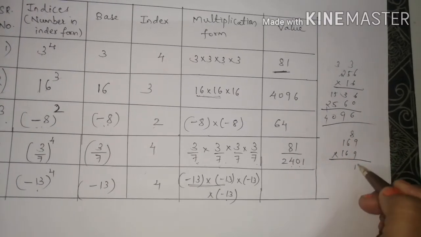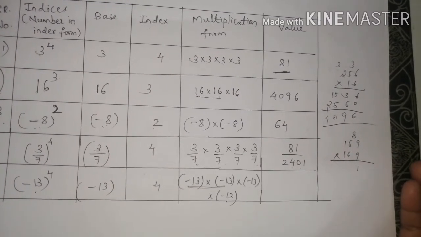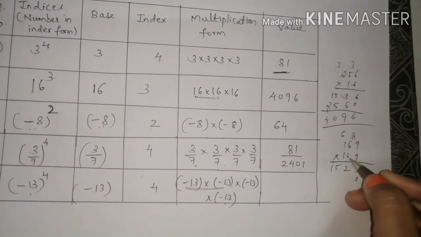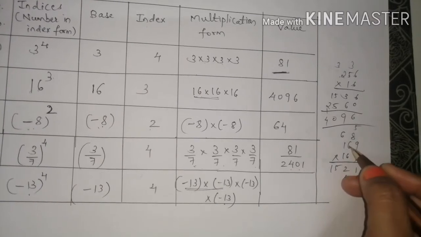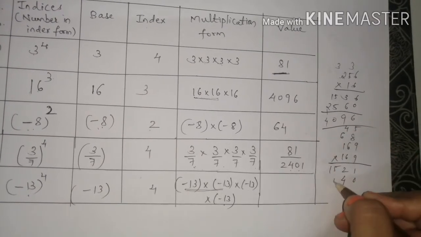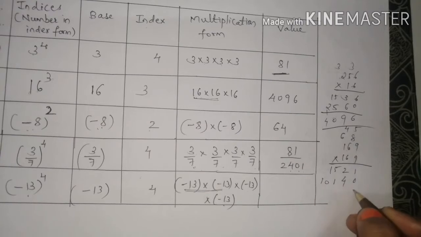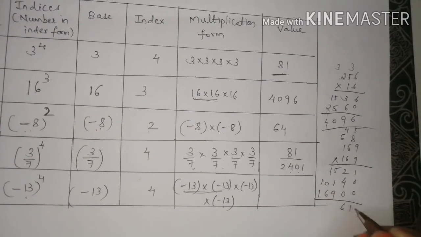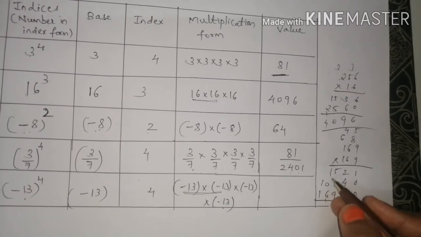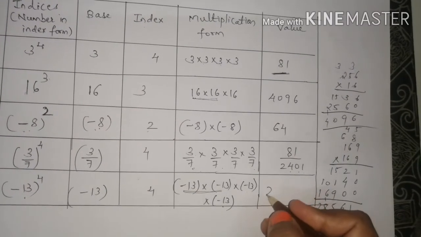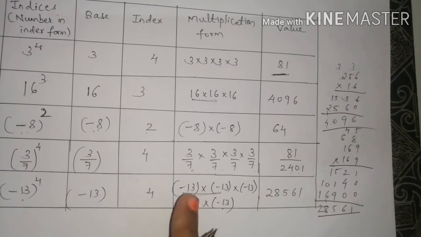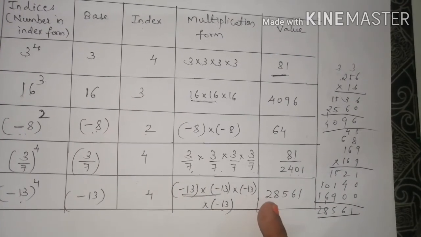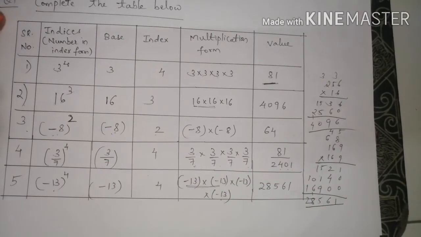9 9s is 81, 9 6s is 54, plus 8 is 62. 9 1s are 9, 9 plus 6 is 15, 6 9s are 54, 6 6s are 36 and 5 is 41, 6 1s are 6 and 4 is 10, 1 9 is 9, 1 6 is 6, 1 1 is 1. Add it: 1, 4 plus 2 is 6, 10 and 5 is 15, 6 7 8 2, 28561. So what is the answer? 28561. And minus minus plus, minus minus plus, so no need of putting the sign. So here we got the answer 28561. So question number 1 we have done.